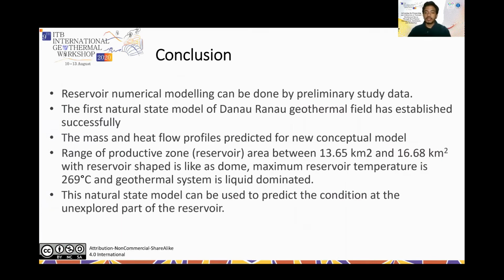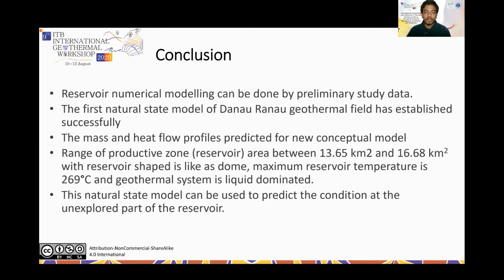The first natural state modeling of Danau Ranau geothermal field has been established successfully by only the geoscience and Indonesian volcanic hydrothermal system approach. The mass and heat flow profiles are predicted for the new conceptual model. The range of productive zone or reservoir is between 13.65 square kilometers and 16.68 square kilometers, where the reservoir shape is like a dome. Maximum reservoir temperature is 269 degrees Celsius, and the geothermal system is liquid dominated.